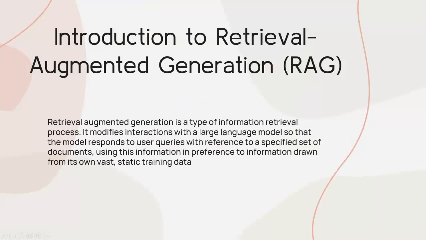Now, to solve this issue, we have RAG. RAG is a method in NLP that combines the strengths of retrieval-based and generation-based models. It enhances the quality of generated text by incorporating external knowledge during the text generation process.